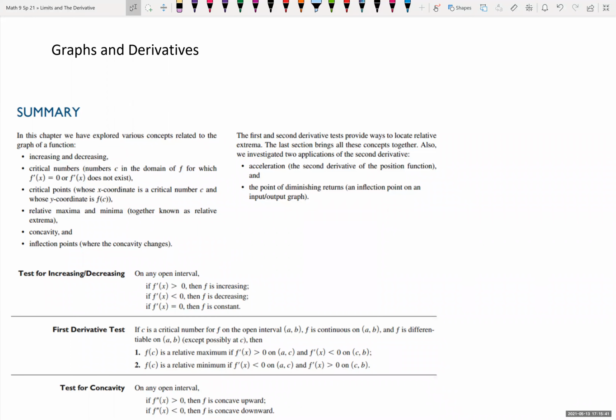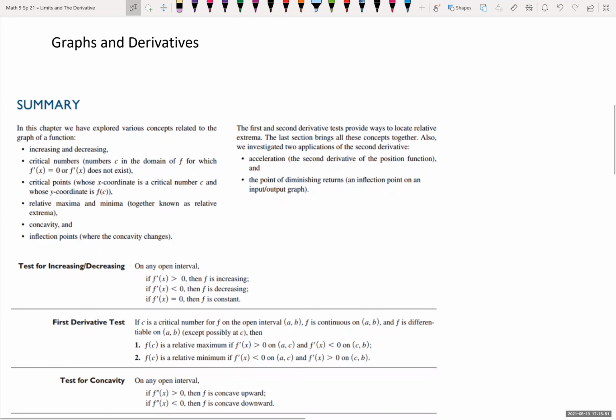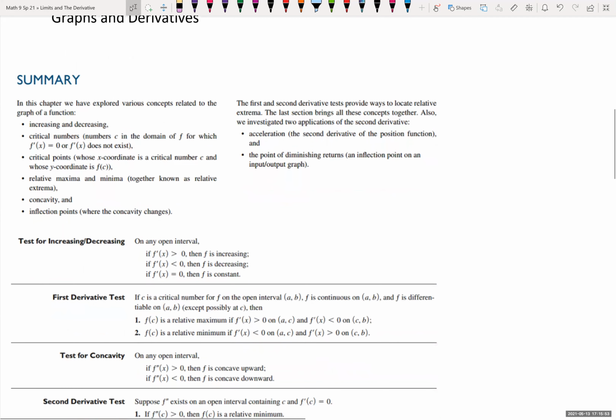So we're looking at graphs and their derivatives. And remember, derivatives helped us graph functions. And so we're going to review what was chapter 5 in our textbook. In this chapter, I'm just going to read through this. We have explored various concepts related to graphs of a function. So we looked at when graphs were increasing and decreasing.